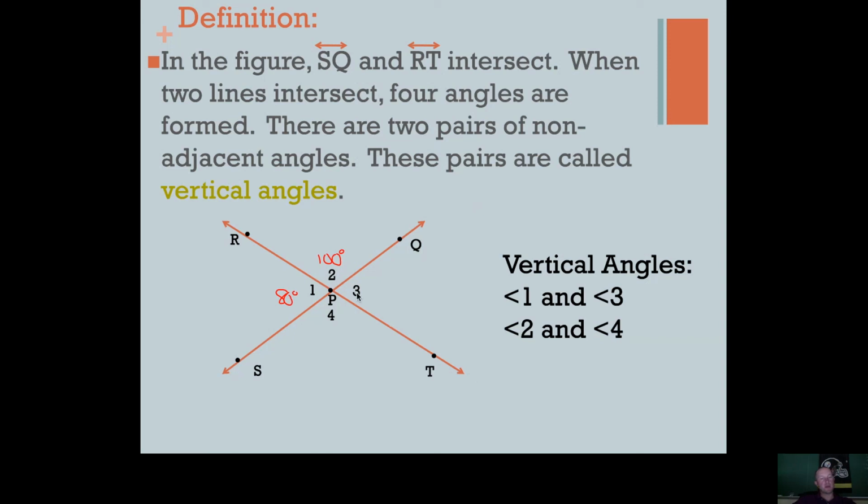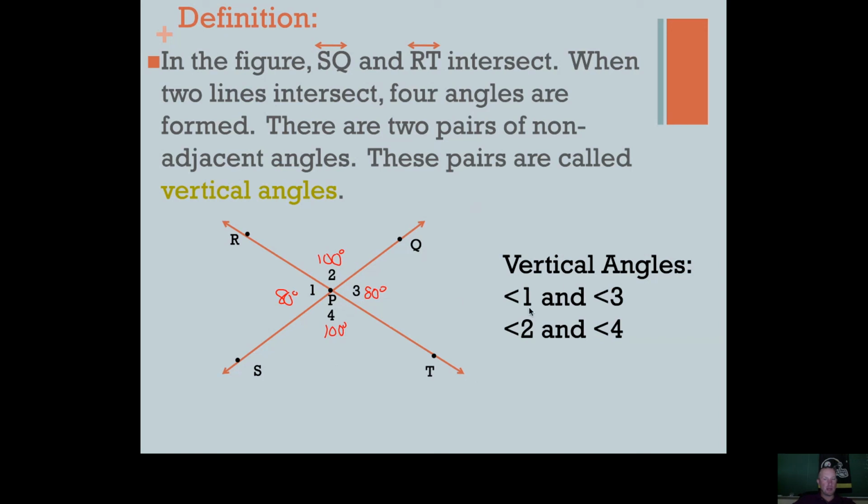Now, same thing with angles 2 and 3. They're a linear pair as well. So if these have to add to 180, then angle 3 is 80 degrees also. Angle 4 would then be 100 for the same reason. These two have to add up to 180.